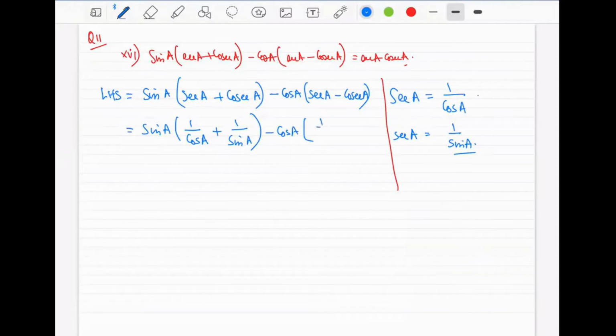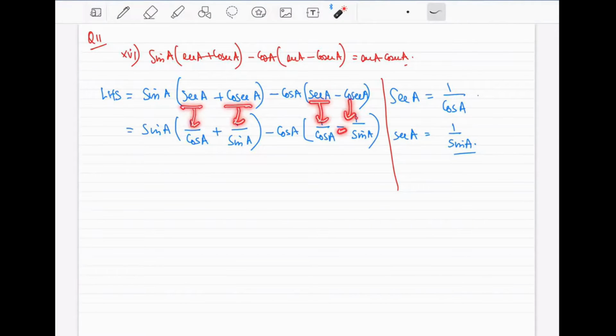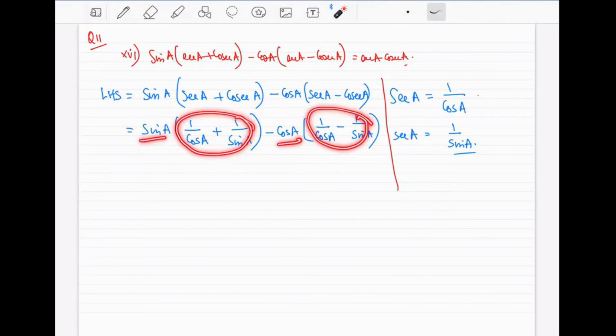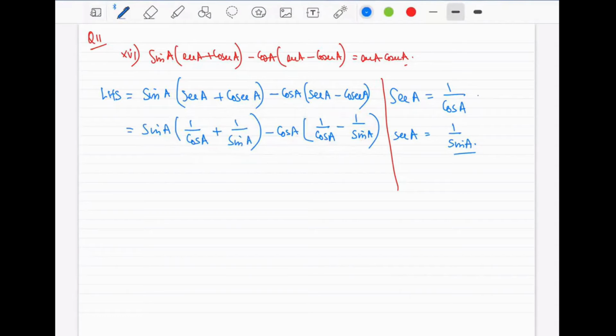Do the same here, we will have 1 by cos A again, and the only difference is there is a minus sign in between. No change there. This is changed into this. Same thing here. Now we will combine these two terms together, the sine A and cos A. Let them be in their same spot. Let's not change them. We're going to change what is inside the bracket.